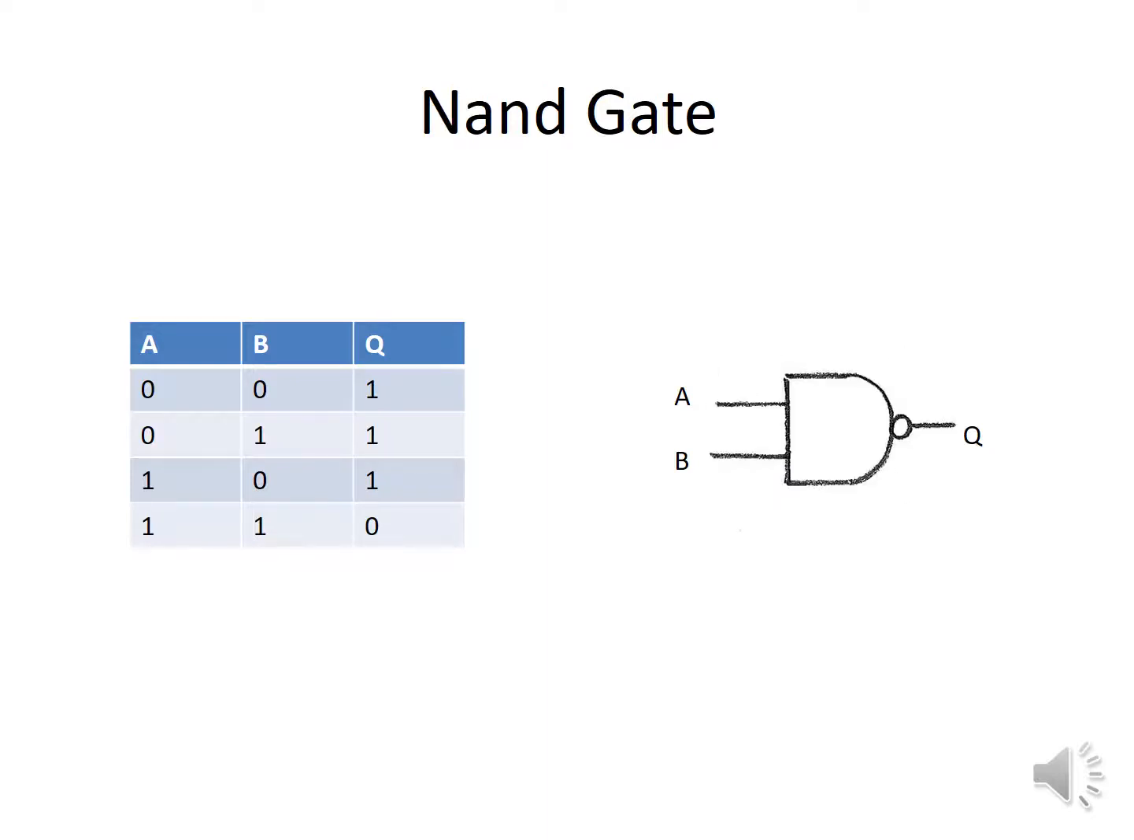This is a NAND gate. So there's the circle. Let's come back to it. And it acts a bit like a NOT gate. You notice that everything is off when both A and B are on, and for every other condition it's on.